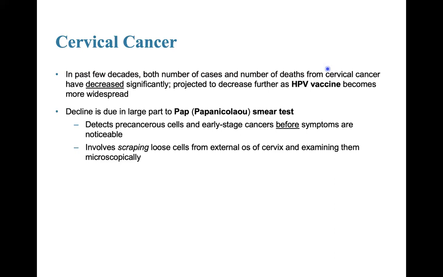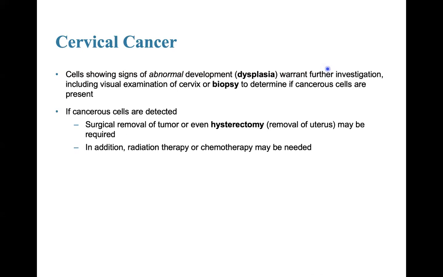The decline is due in large part to pap smears, which detect precancerous cells at an early stage before symptoms are noticeable, and involve the scraping of loose cells from the external os of the cervix and examining them microscopically. Cells that show signs of abnormal development, or dysplasia, warrant further investigation, including visual examination of the cervix or biopsy to determine if cancerous cells are present.